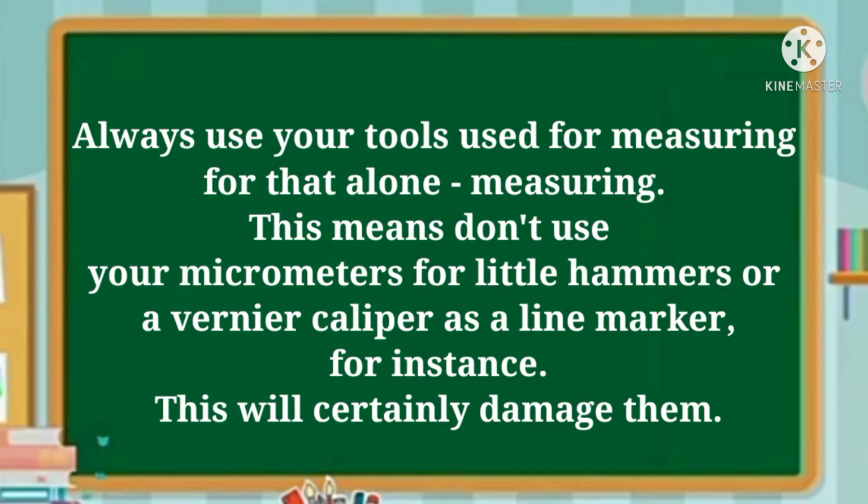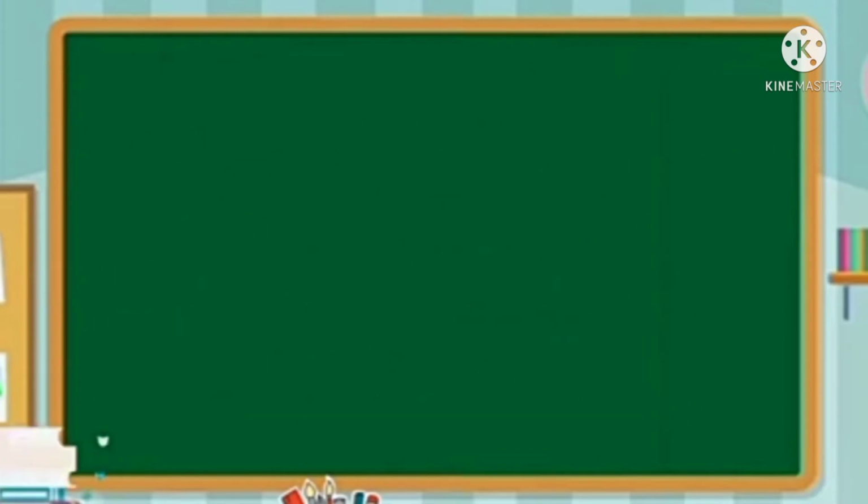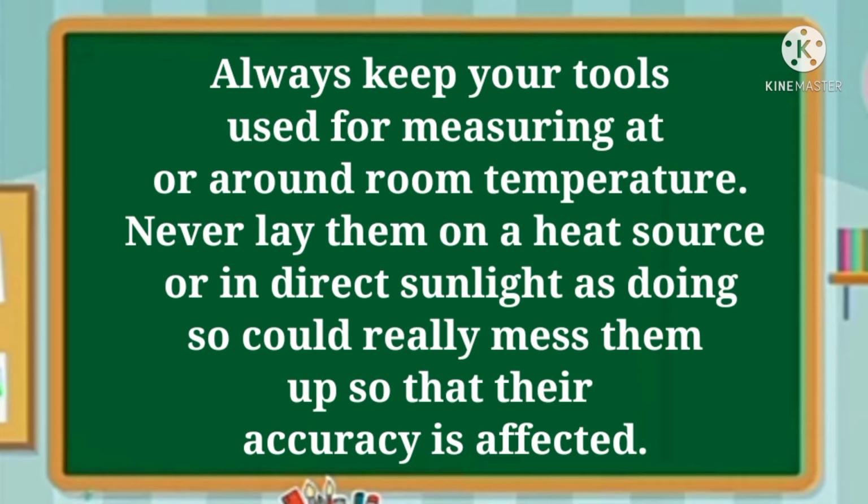Always use your tools used for measuring for that alone, measuring. This means don't use your micrometers for little hammers or a vernier caliper as a line marker, for instance. This will certainly damage them. Always keep your tools used for measuring at or around room temperature. Never lay them on a heat source or in direct sunlight, as doing so could really mess them up so that their accuracy is affected.